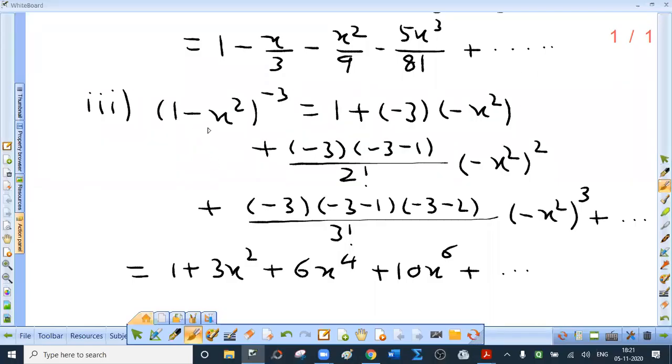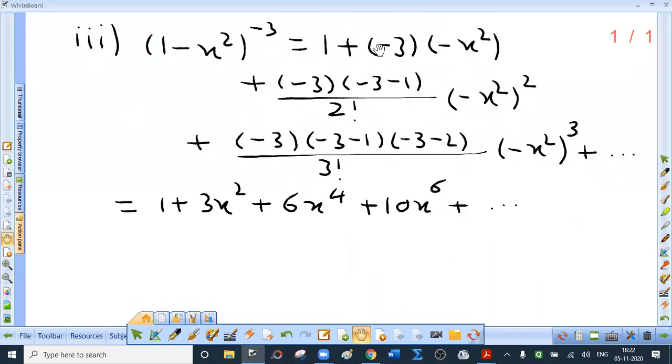Third one, 1 minus x square is to minus 3. So n is minus 3 and x is what? Minus x square. Please use brackets. So 1 plus nx, put minus 3 in a bracket. x is what? Minus x square. Plus n into n minus 1 upon 2 factorial x square, but here x is minus x square and so on. So finally, first four terms are 1, 3x square, 6x raised to 4, 10x raised to 6. So this is 1 plus 3x square plus 6x raised to 4 plus 10x raised to 6 plus dot dot dot.